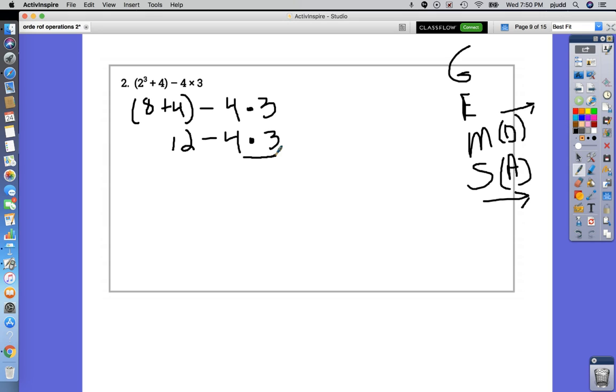Heard a lot of multiply first because that comes before subtraction or addition. So I'm going to bring down 12, subtract. 4 times 3 is 12. 12 subtract 12 is 0.